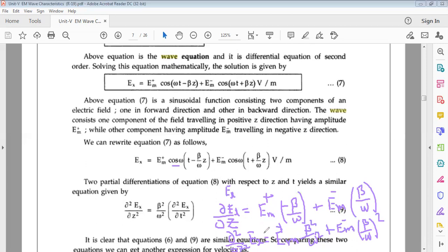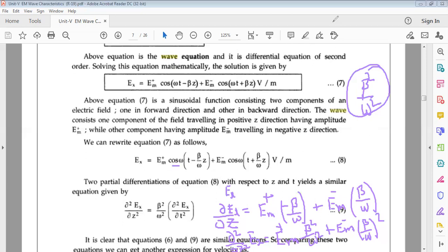So we got dou square by dou z square Ex is equal to Em plus cos omega t minus beta by omega into z, beta square by omega square, and here also beta square by omega square. Take the common as beta square by the omega square. Got it. And again, we can apply here with respect to t. So the first time we'll get this cosine as a sine. Second time we'll get sine as a cosine. The same function we will get for dou square Ex by dou t square also. Okay, now we can multiply these two as beta square by omega square. Got it, my dear students?